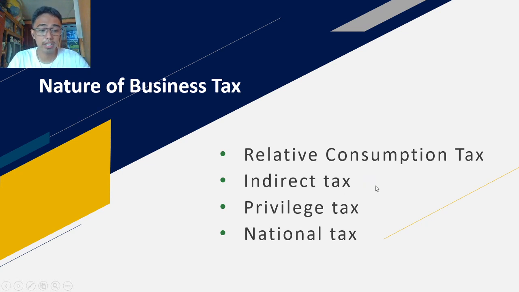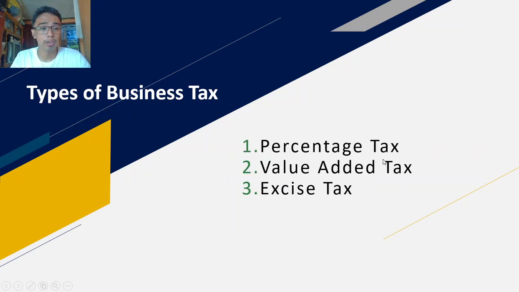Okay, next, it is a privilege tax. Okay, so when we say it is a privilege tax, it is because business tax taxes the privilege to do business. So that's why we call it a privilege tax. Next one, it is a national tax. So we call it a national tax kasi it is imposed by the national government. We have taxes imposed by the local government, so business tax is not one of those. It is imposed by the national government. So these are the four natures of business tax.